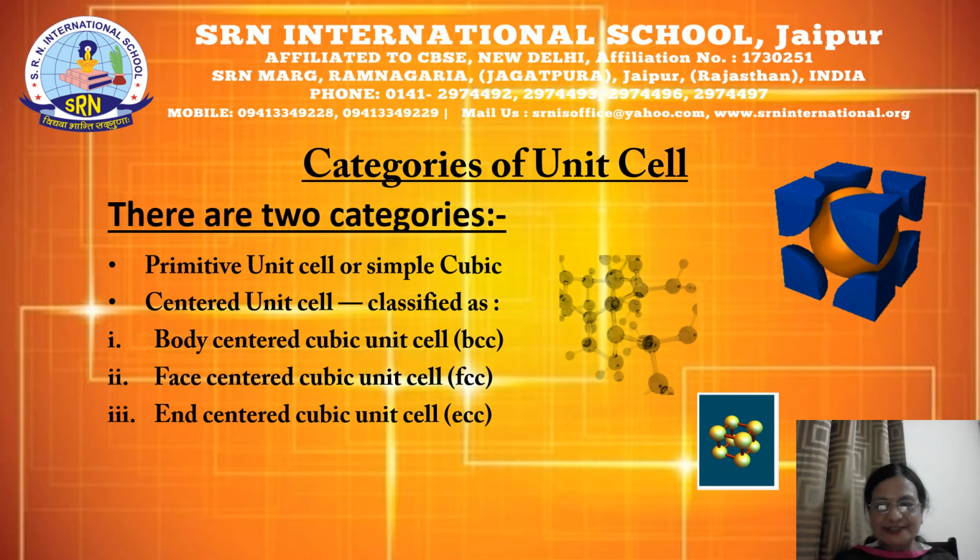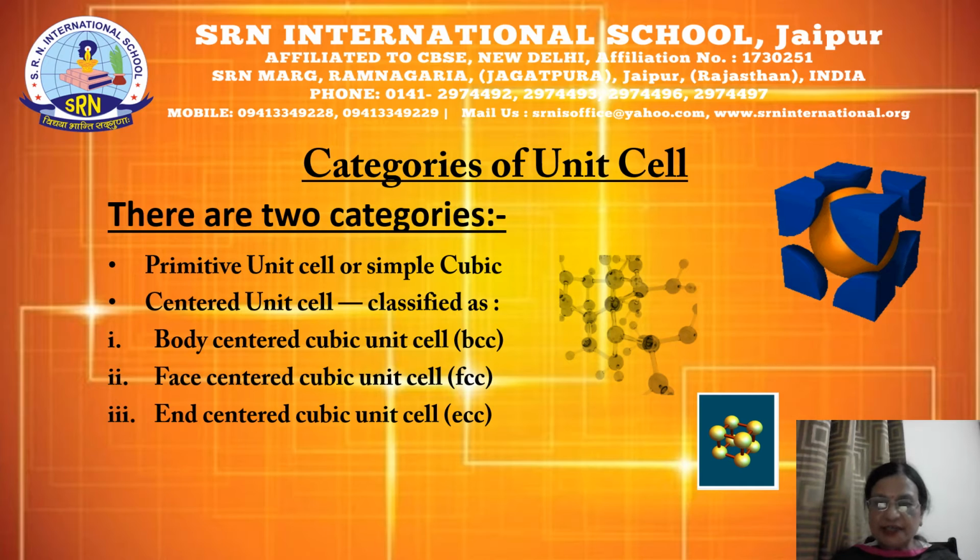Categories of unit cell. There are two categories. First is primitive unit cell or simple cubic unit cell, and second is centered unit cell. Primitive unit cell or simple cubic unit cell has the lattice points or the particles present at the 8 corners of the cube, whereas centered unit cell has the lattice points or the particles present at the 8 corners as well as other positions of the cubic unit cell.